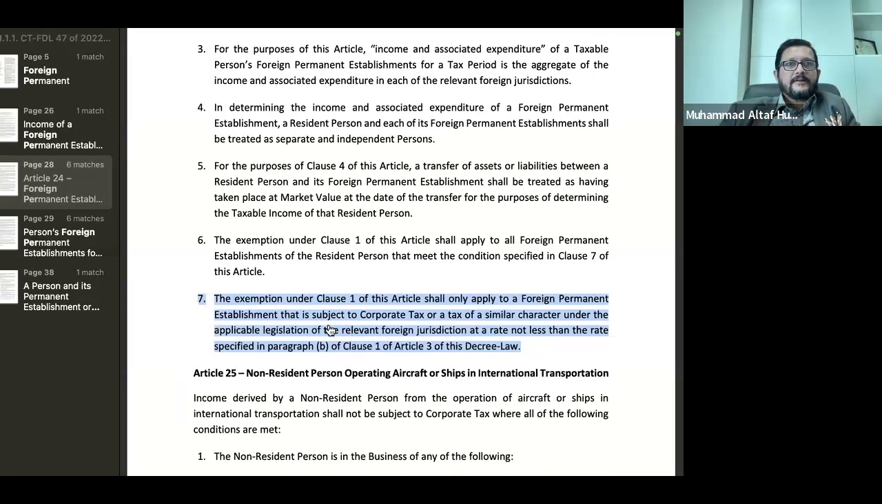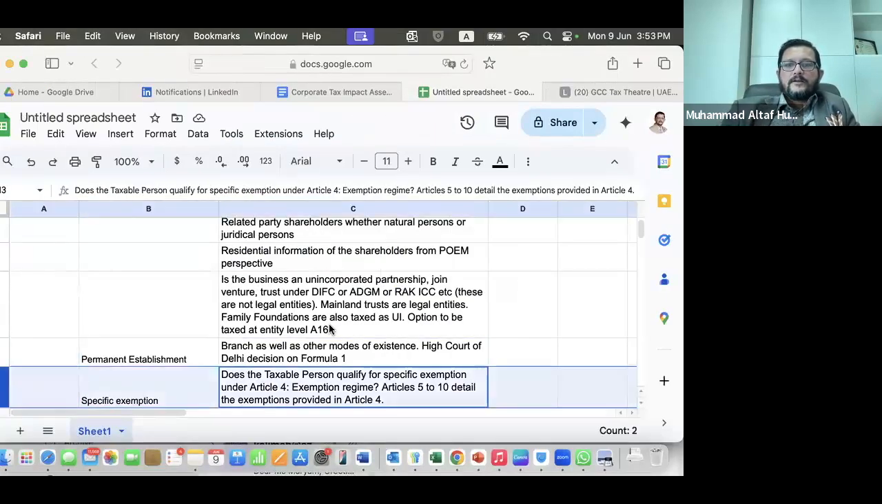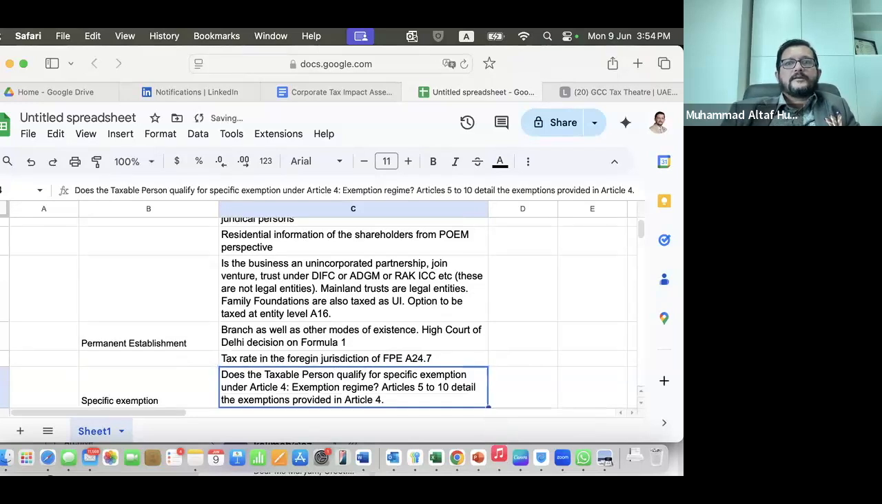Now, does it make sense? So that's where we were writing. We have to look at the tax rate in the foreign jurisdiction of the FPE, right? What was this clause and what was this article? Article 24, clause 7. 24.7, right?